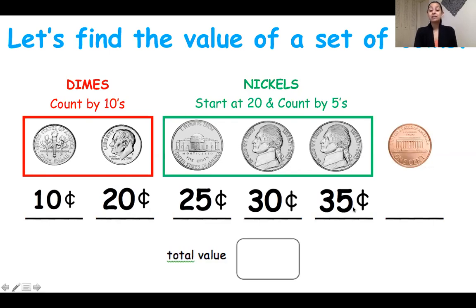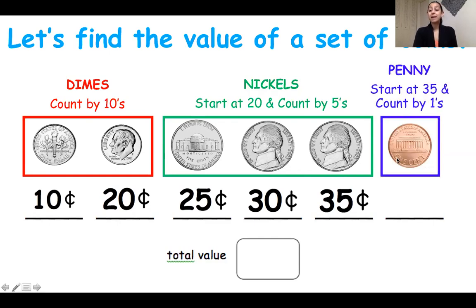So now I have to switch to counting by ones because a penny is worth 1 cent. So I have to count by ones, starting at 35, because that's how much money I have so far. So here we go, 35 cents, 36 cents. So the total value of this set of coins is 36 cents. Very nice. Let's try another one together.